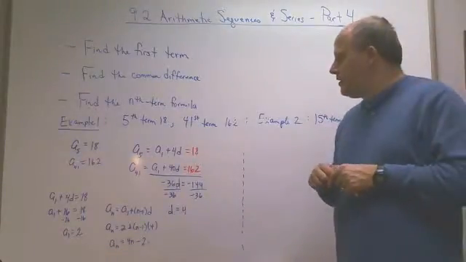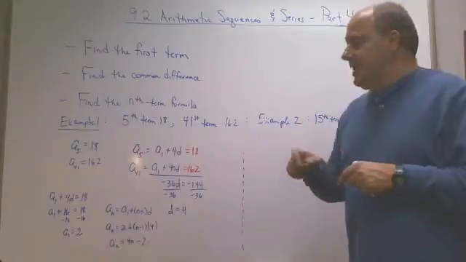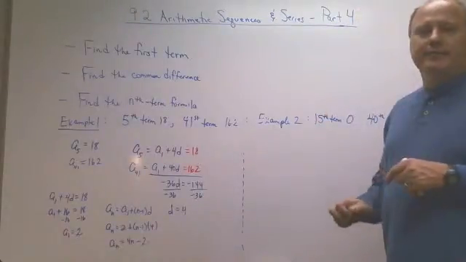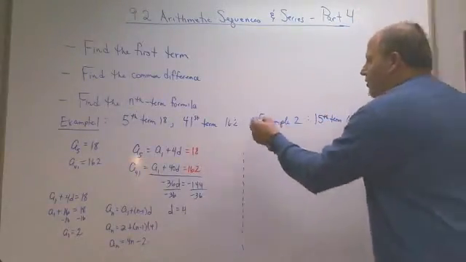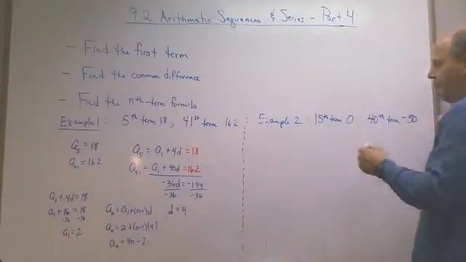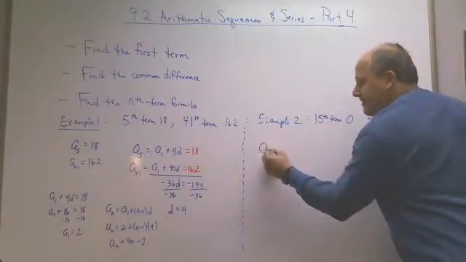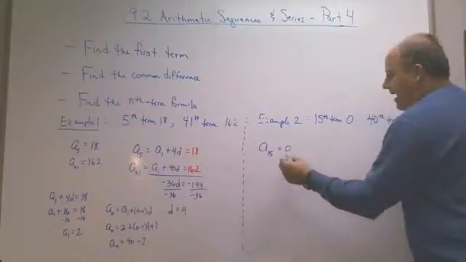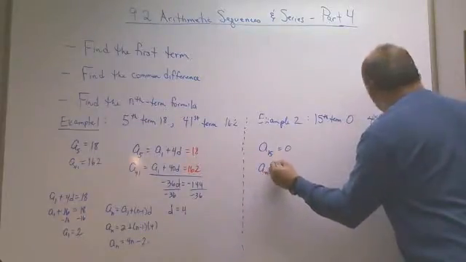So, all right, that's example 1. Now example 2 will work exactly the same way. Okay, so here it goes. The 15th term is 0. So a sub 15 equals 0, and a sub 40 equals negative 50.